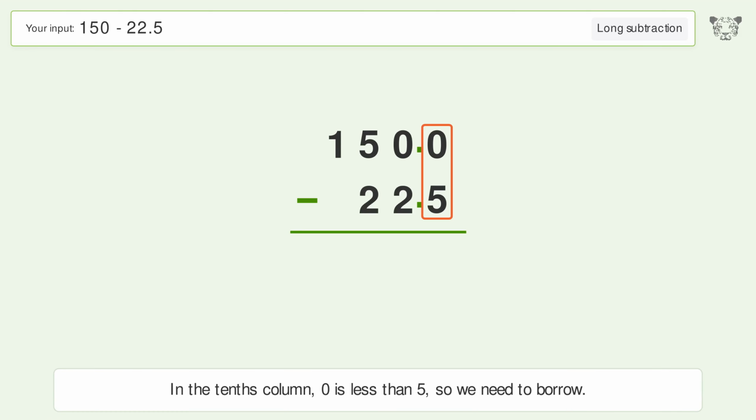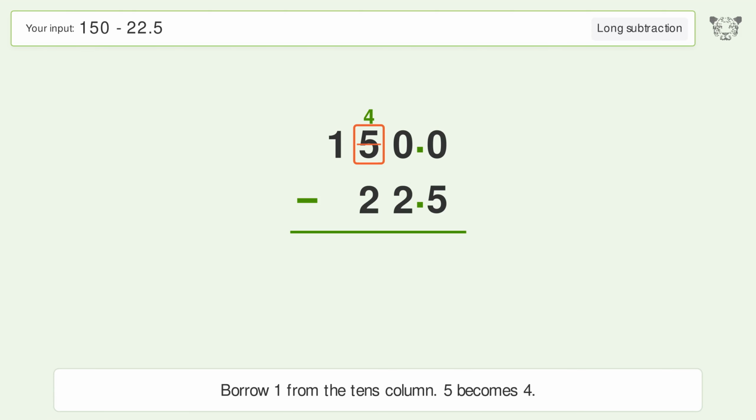In the tenths column, 0 is less than 5, so we need to borrow. Borrow 1 from the tens column. 5 becomes 4. Carry the borrow through 1 0. Each cross 0 becomes 9. The 0 in the tenths column becomes 10.